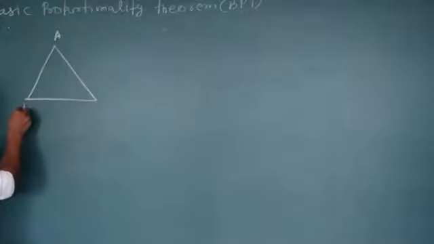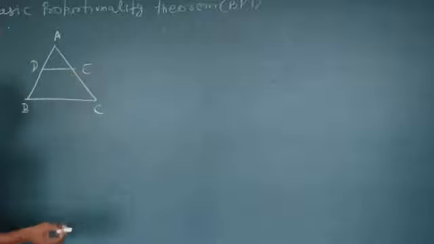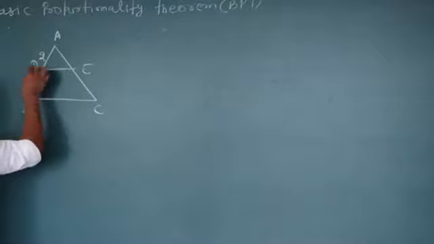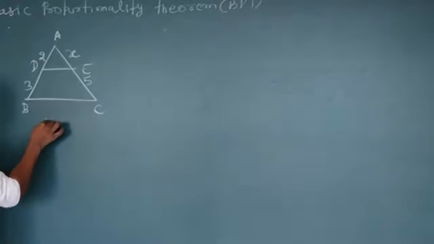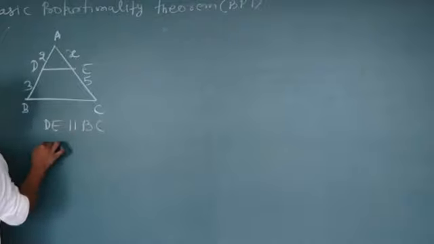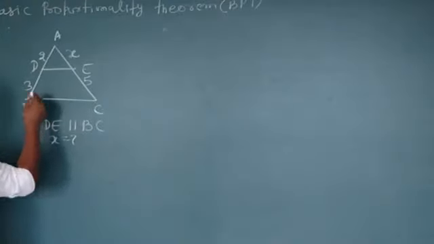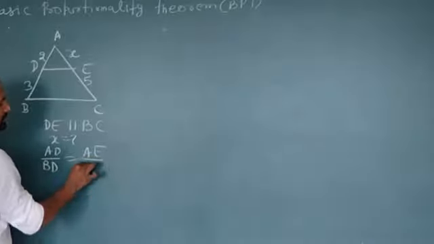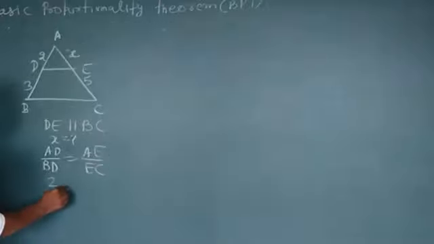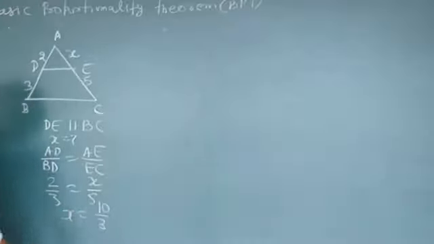If you have a triangle ABC, and this is D and this is E. Sometimes a question is asked where this is 2 and this is 3, this is X and this is 5, and it says DE is parallel to BC, then what is X equal to? It is very simple to solve. You just have to write, since DE is parallel to BC, AD upon BD is equal to AE upon EC. So what are we going to get? We will get 2 by 3 is equal to X by 5. So I am going to get X equal to 10 by 3. This is the answer.